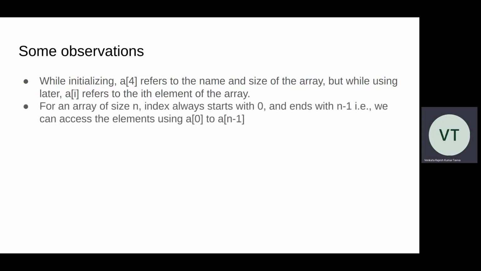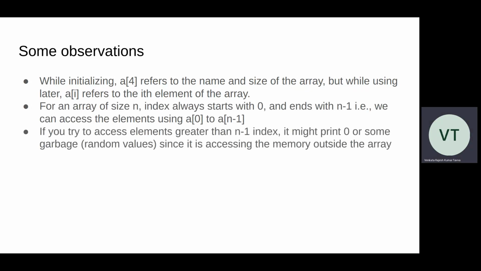For an array of size n, the index always starts with 0 and ends with n minus 1. This also I mentioned. We can access the elements using a of 0 to a of n minus 1. You never access any element using a of n. There will be no element with the address a of n, in an array of size n.